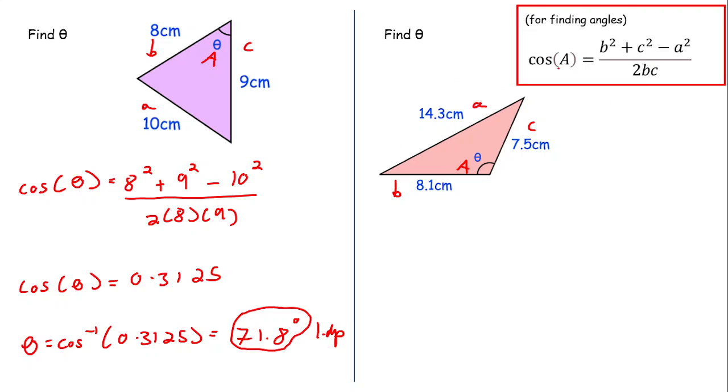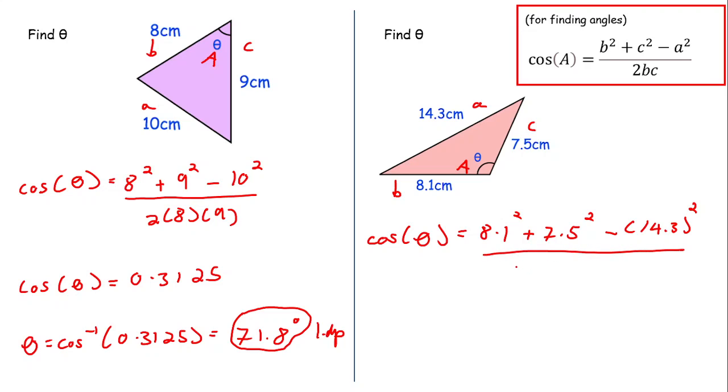Good. And then plug it into your formula. So we've got cos of the angle A, where A is theta. So cos theta is equal to b squared plus c squared, where B and C are 8.1 and 7.5. So 8.1 squared, add 7.5 squared, minus a squared, where a is 14.3. So 14.3 squared, over 2bc, so 2 times b, which is 8.1, times c, which is 7.5.